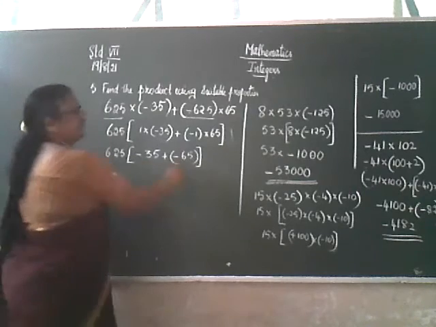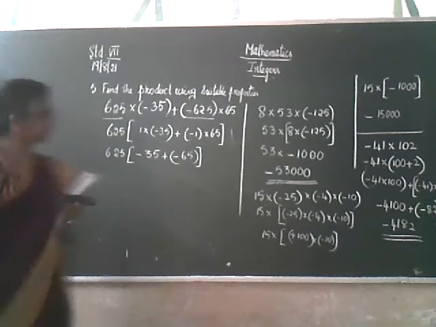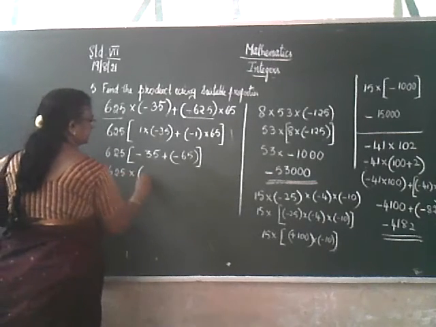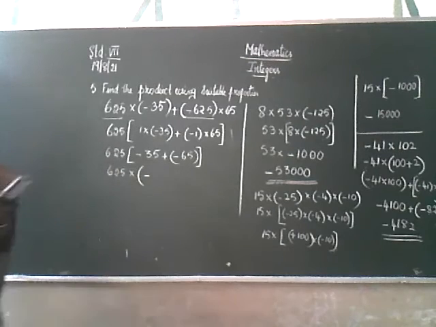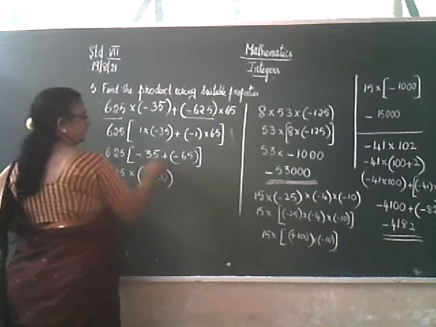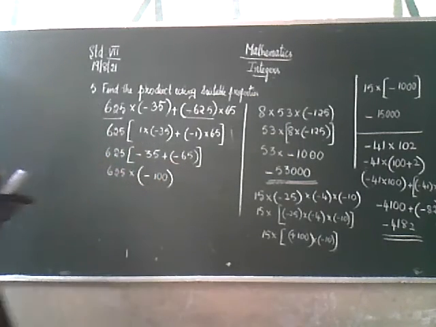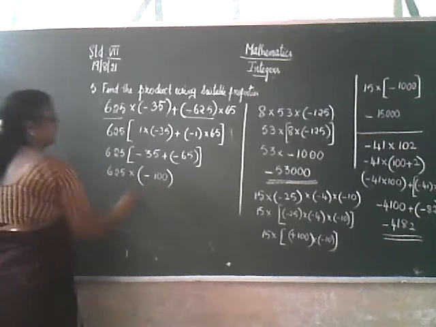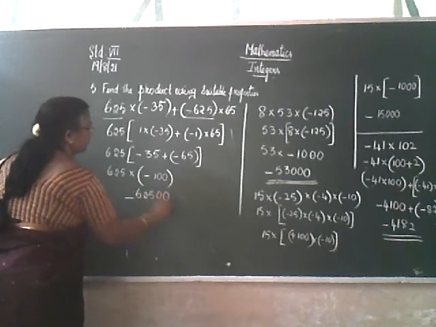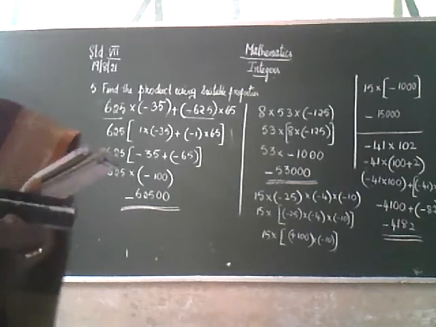So both are having which sign? Yes, negative sign. So add and put the same sign. So 625 into 65 plus 35 is, yes, 100. 5 plus 5, 10, 1 carry, 1 plus 6 is 7, 7 plus 3 is 10. Okay, plus into minus, minus 625 followed by how many zeros? 2 zeros. Okay, understood now?